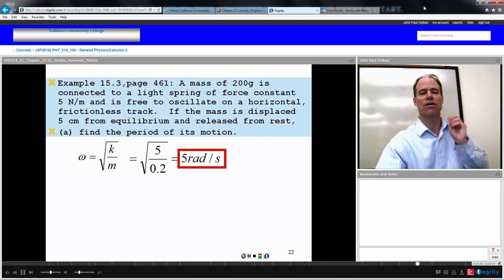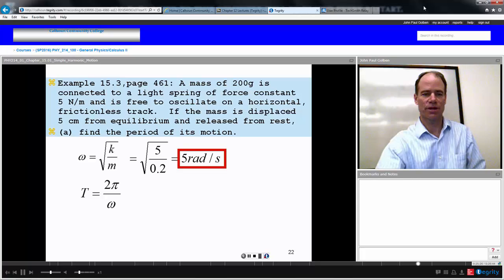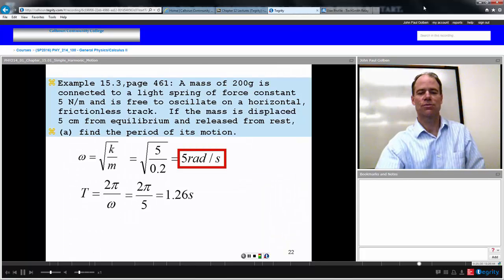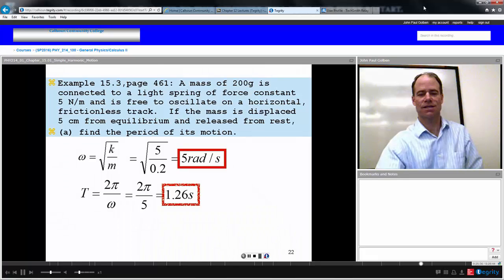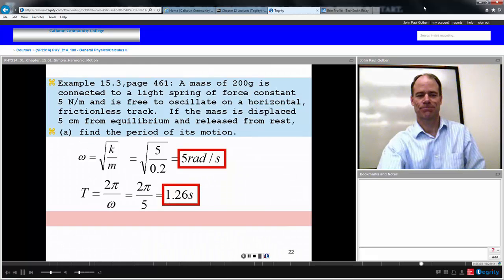Once we get omega, we can get the period. Period is 2 pi over omega. 2 pi over 5 will give us 6.28 divided by 5, or 1.26 seconds. Sounds good.